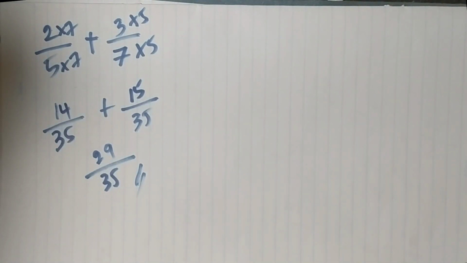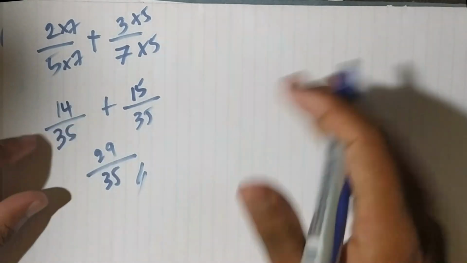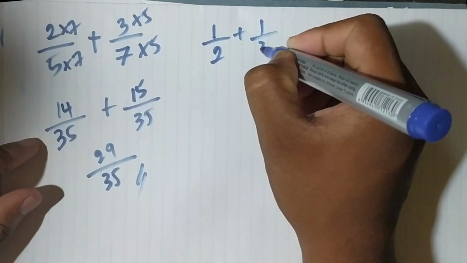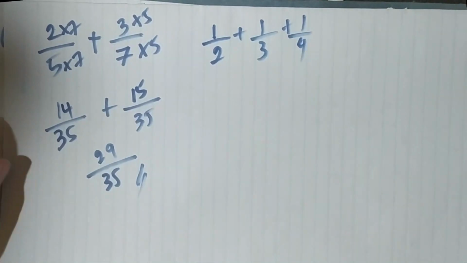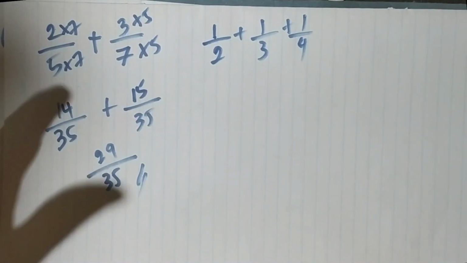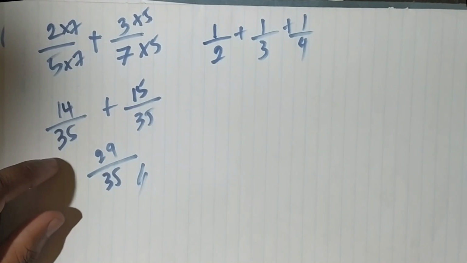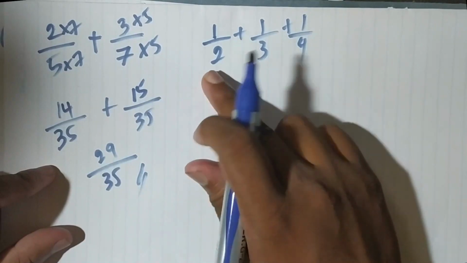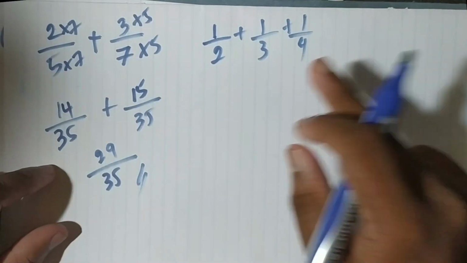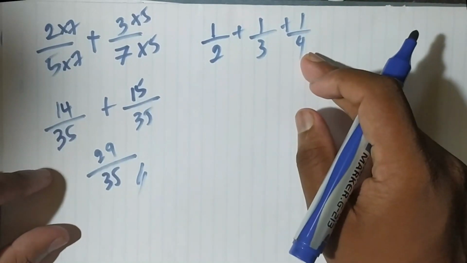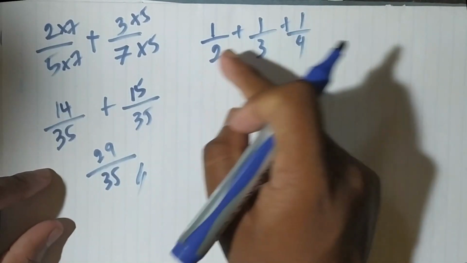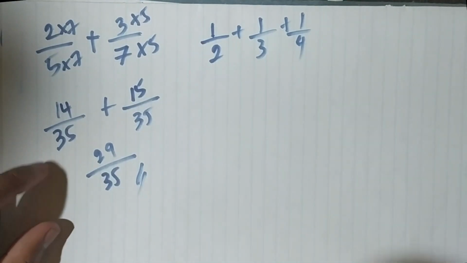So let's come to I am improving this a little bit. I am taking like this: 1 over 2 plus 1 over 3 plus 1 over 4. If they give a question like this, you see, you can change this 2 into 4, but you can't change this 3 into 4. So what you should do, you should take LCM for these denominators. If it is more than 3, that is not a problem.